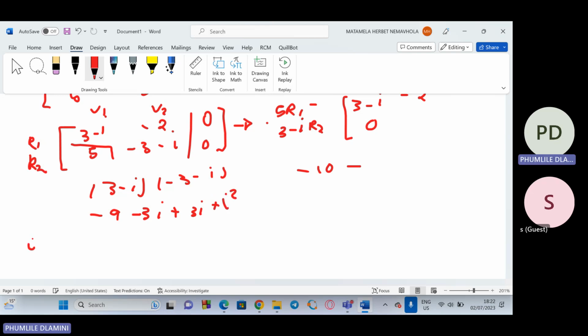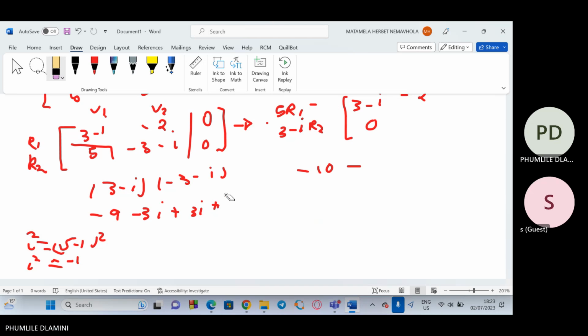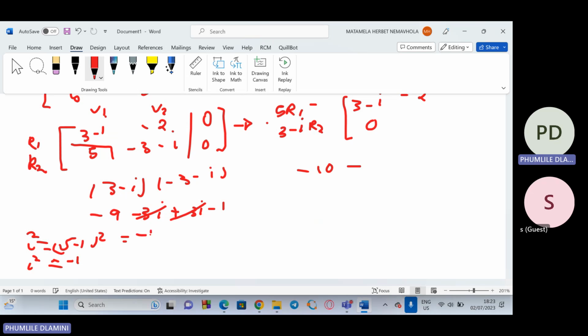If we say i equals the square root of -1, then if we square both sides, you will see that i squared is equal to -1. Which means instead of writing i squared, we can just write -1. So this will cancel with this. Then we remain with -9 plus 1, which is going to be -10.